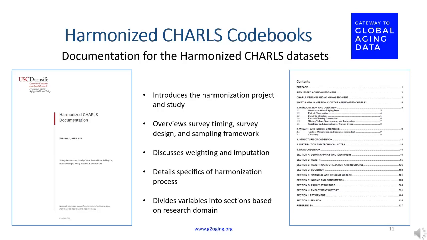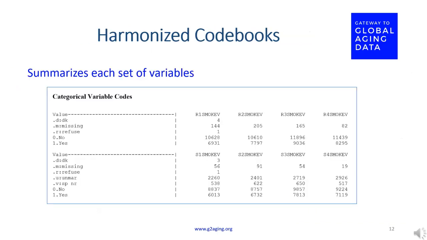In a previous slide, we saw the 14 sections of the Harmonized CHARLS version D. Inside of the Harmonized Codebook, we summarize each set of variables. This is an example of the smoke ev variable. As you can see, both the respondent and spouse versions of the variable have been created for each wave. Another thing you can see is that we have assigned special missing values to these variables.